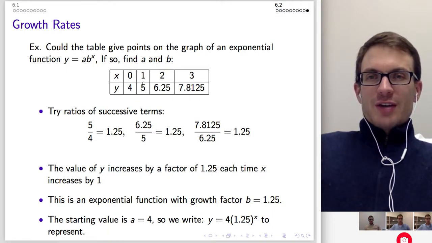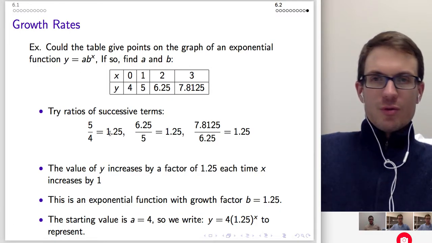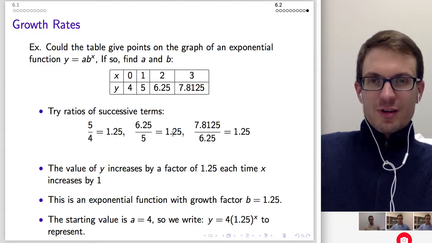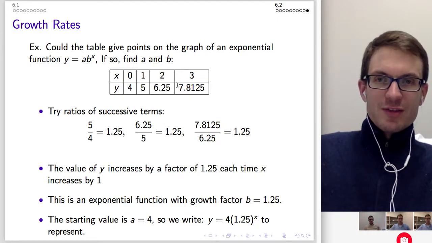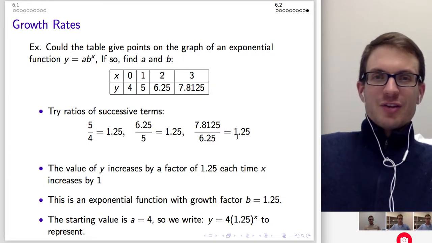So this means I divide 5 by 4. I want to see what's happening to my output. How's my growth progressing? So 5 divided by 4 is 1.25. Then I take 6.25 divided by 5, and that's also 1.25. And then I divide 7.8125 by 6.25, and that is also 1.25.